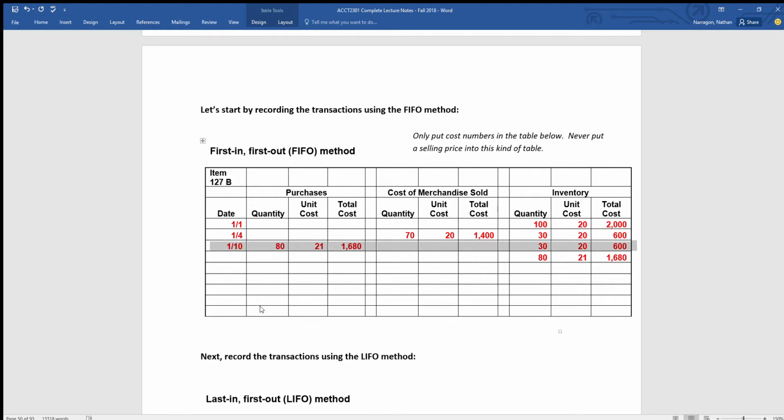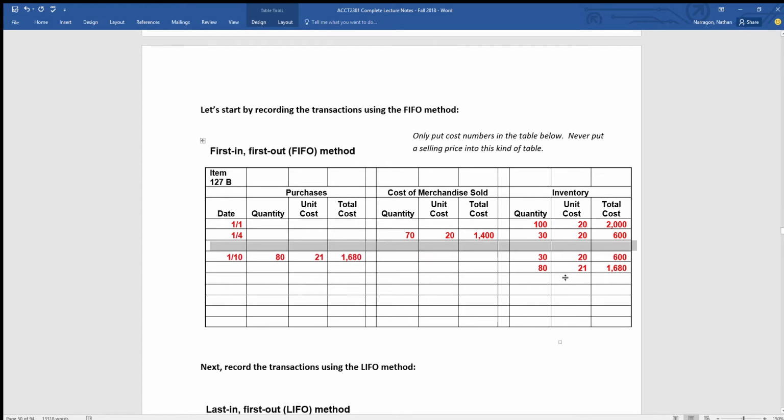Remember, this is a table, so if you're taking it from the actual Word document, you can insert spaces, if that helps you to separate what's going on. Here I'm just going to keep it going the way it is, so no more spaces. Now in my inventory, I have 30 units at a cost of 20. I have 80 units at a cost of 21. Here's where we're going to get a little bit of changes between, again, FIFO and LIFO.